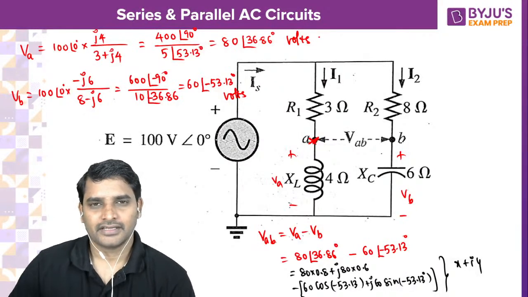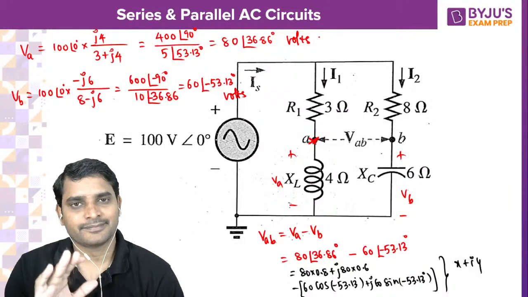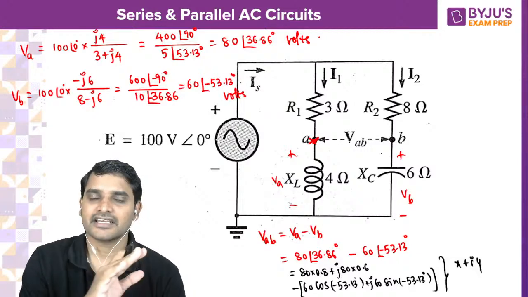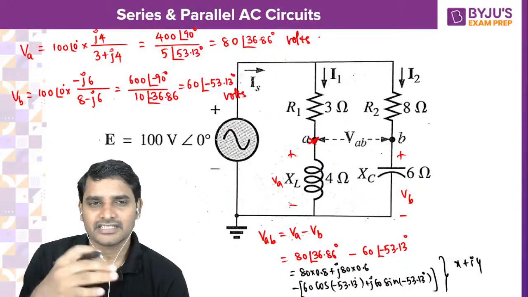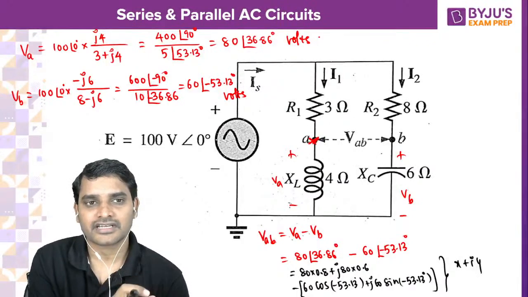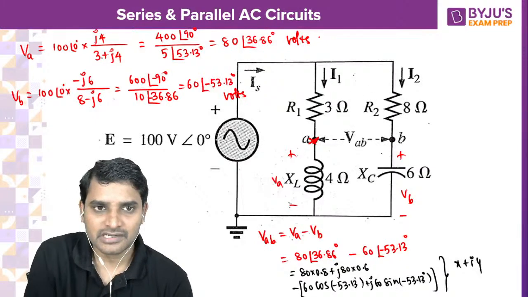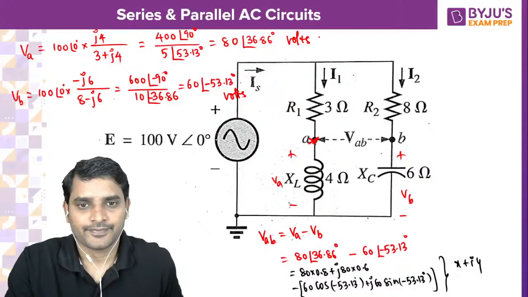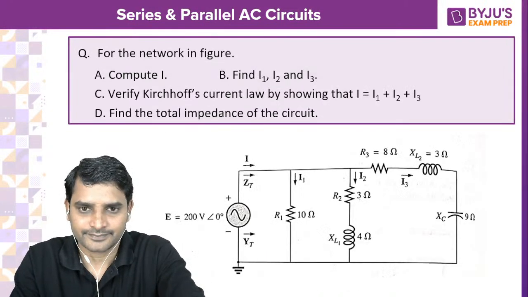There is not much difference between DC series parallel circuit analysis and AC series parallel circuit analysis. The reason I am taking this is that it will be practice for you so that you will not commit any mistakes. There is no difference at all. The only thing is you need to include these j terms. I think it is clear for everybody. So let's move on to the next question.